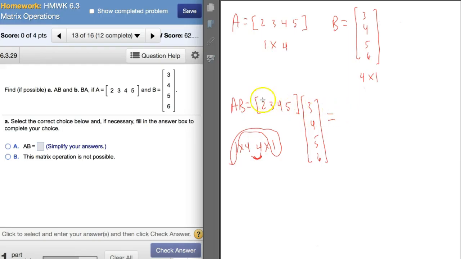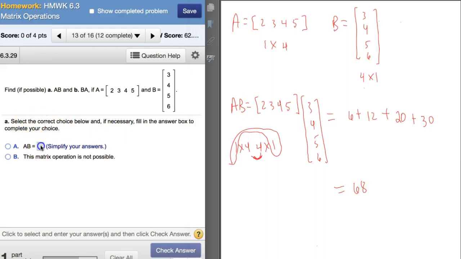So whenever we do this, we just say 2 times 3, which is 6, plus 3 times 4, which is 12, plus 4 times 5, which is 20, plus 5 times 6, which is 30. Of course, after we're done with that, we just add everything up. So this is 50 plus 18, which is 68. So that should be the first answer there.